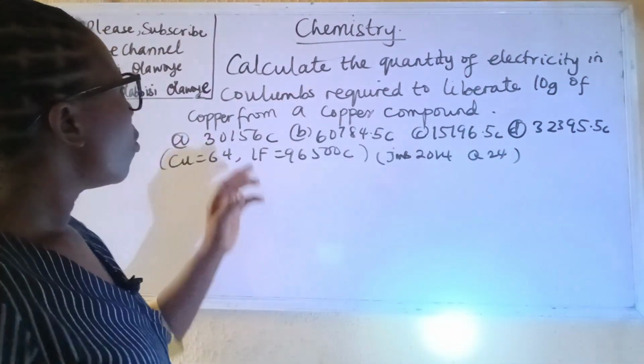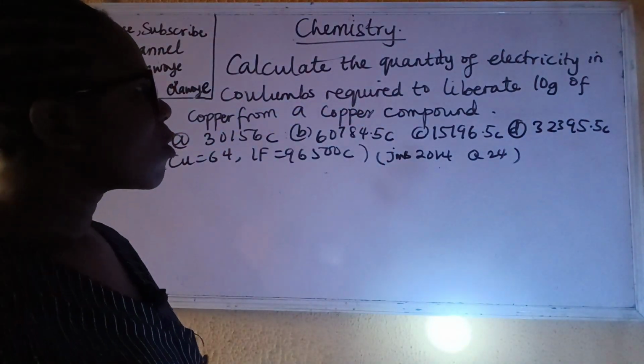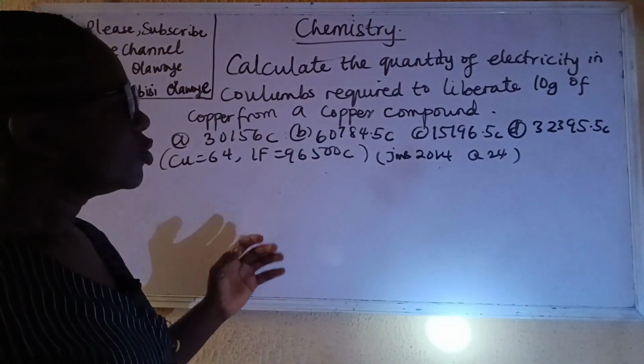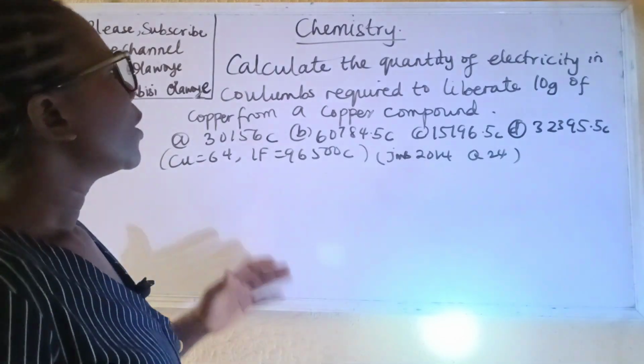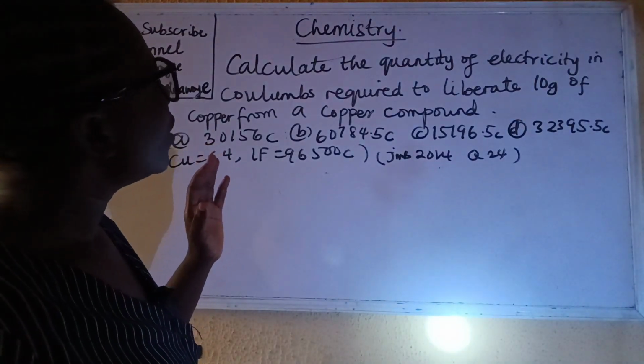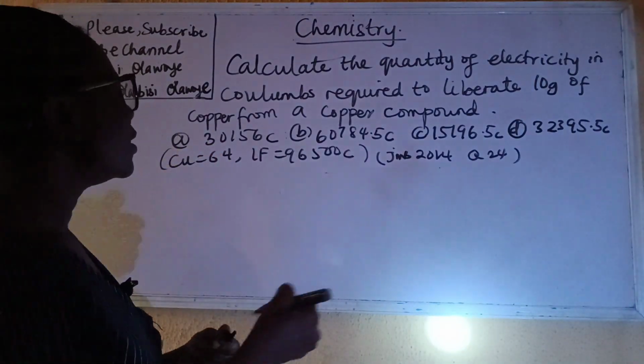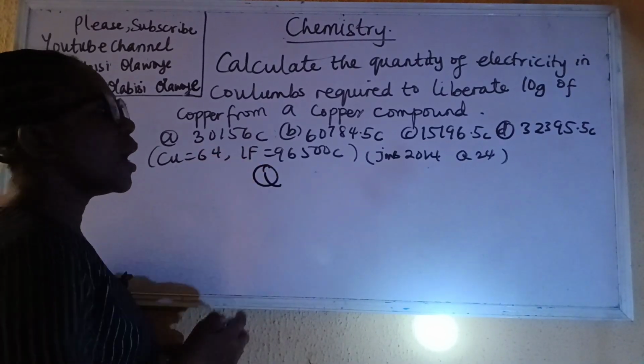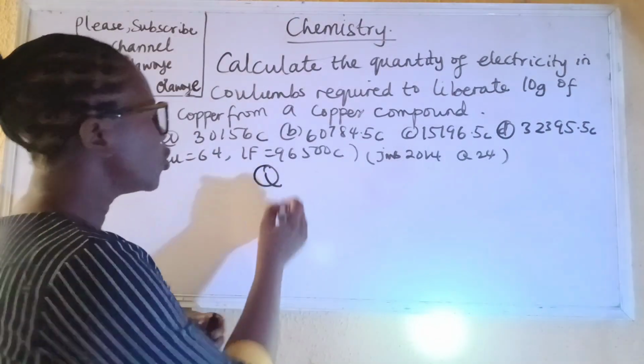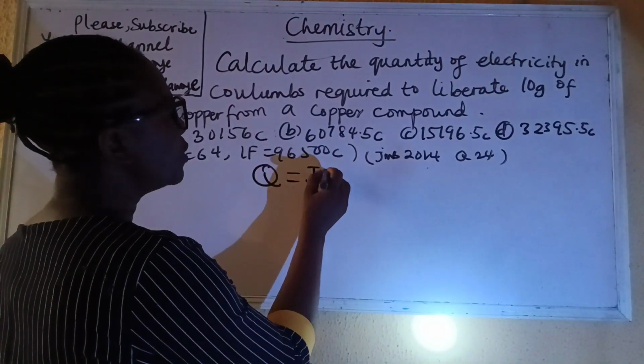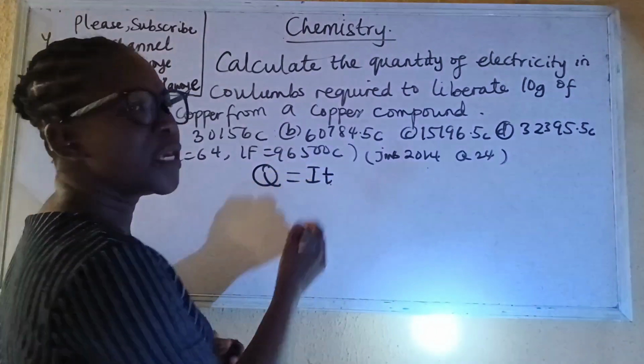Assuming you are given a question on calculating the quantity of electricity required to liberate a certain mass of copper, how do we attempt this question? Now, we are to calculate quantity of electricity. It is represented as Q, and the unit is coulombs. So Q equals current multiplied by time, which must be in seconds.